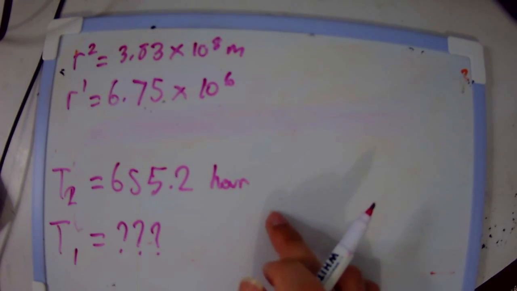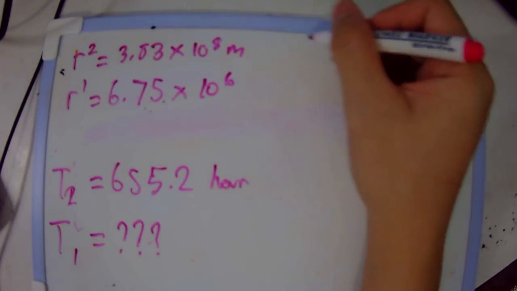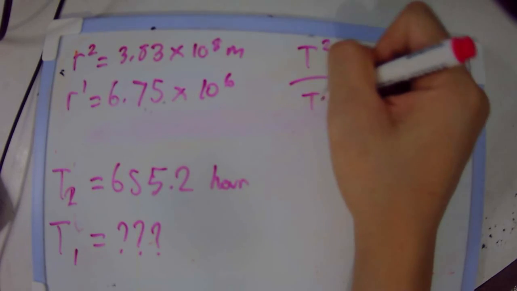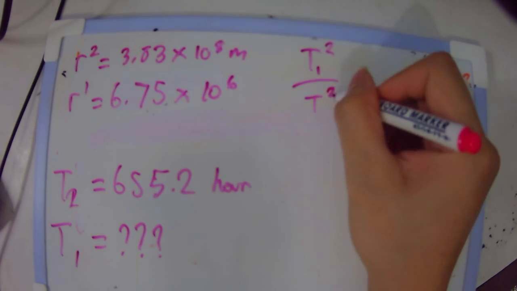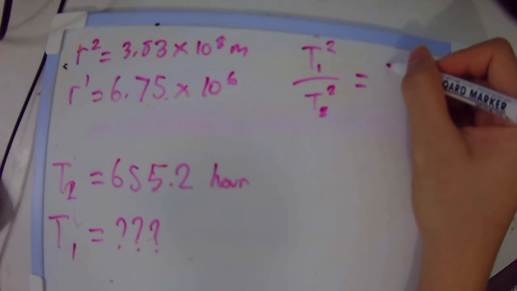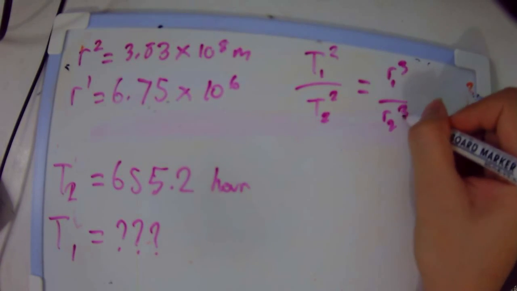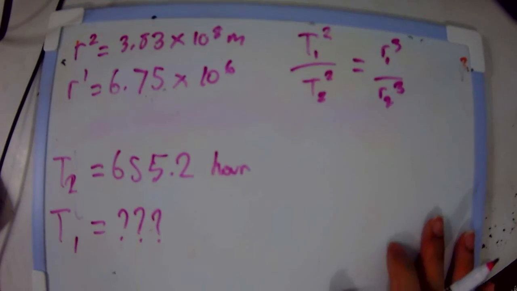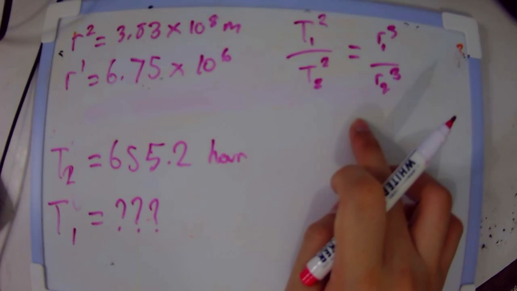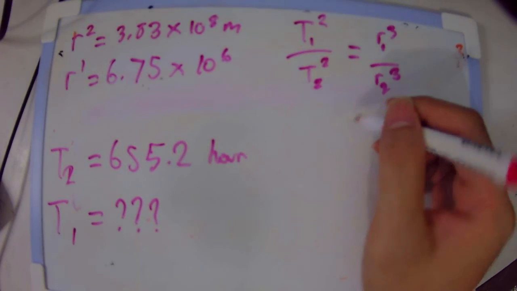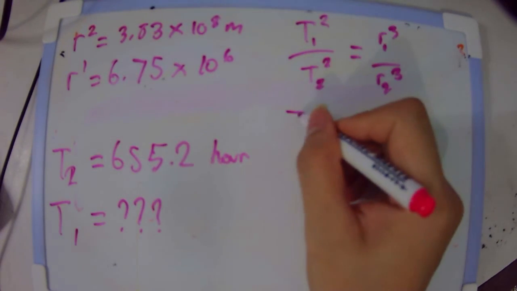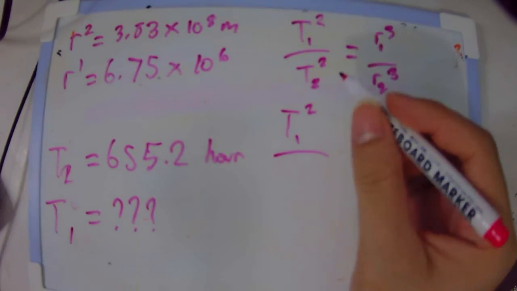All right, now that we have all the information, just put everything in the formula. So what is the formula? Again, we know T1 squared over T2 squared equals R1 cubed over R2 cubed. All right, now let's do it slowly. We'll do it step by step. T1 is unknown.